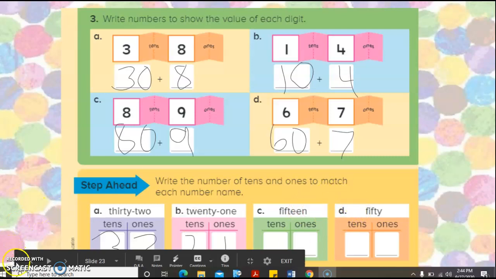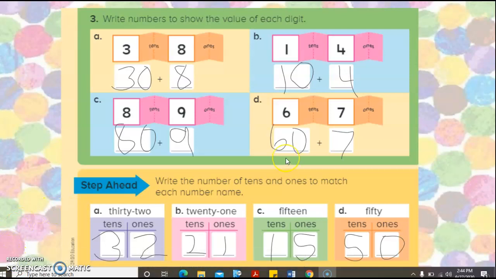So for letter C, 15, remember it's a teen number, so I always have a 1 in the tens, and 15, that kind of gives us a clue that means it's going to be a 5 in the ones. So I should have 1 ten and 5 ones. Now for D, we say 50. Well, we know 50, that means we have 5 tens in the tens position. But it doesn't say 51 or 52 or 53, so we don't have anything in the ones position. We just have 50. So that means we have a 5 in the tens position, and we don't have anything in the ones position.